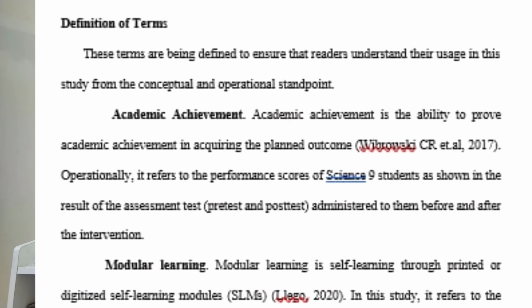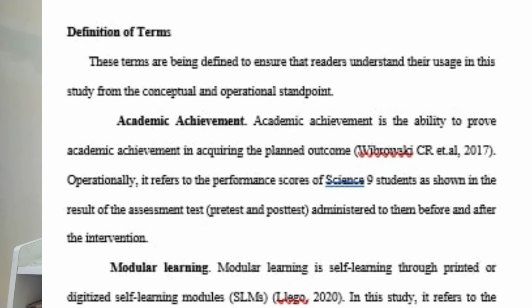So the definition of terms is written in bold, as you can see in the format, and we will have an introductory statement before defining each of the specific terms. So these terms are being defined to ensure that readers understand their usage in this study from the conceptual and operational standpoint. You can use or copy this introductory statement, or you can also make use of your own, as long as you introduce that this section will help the readers understand the conceptual and operational definition of the key terms in your research paper.